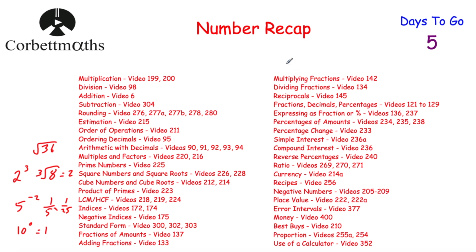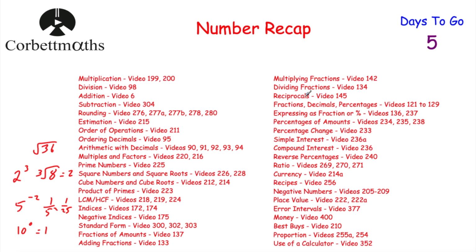Multiplying fractions, you just multiply the numerators and multiply the denominators, and again if you've got mixed numbers, make them top heavy first. If you've got a top heavy fraction at the end, turn it back into a mixed number. Dividing fractions, just multiply by the reciprocal of the fraction you're dividing by. Reciprocals: if it's a fraction, you just flip it over. If it's a whole number, then it would just be 1 over that number, and so on.